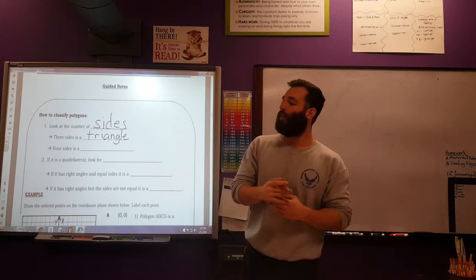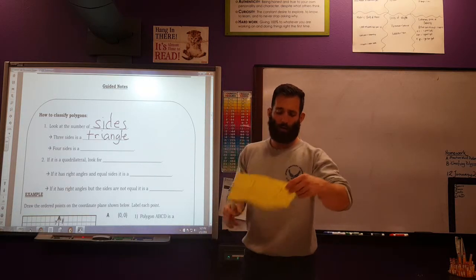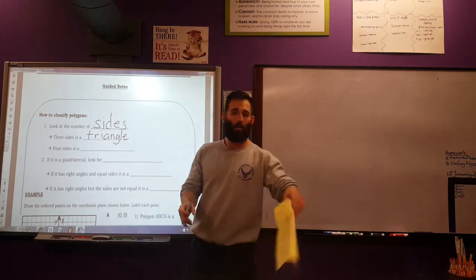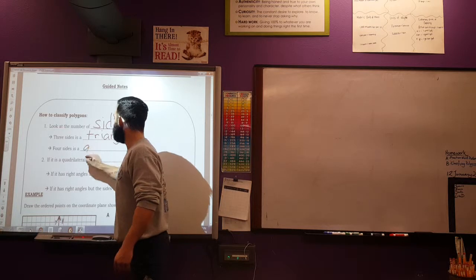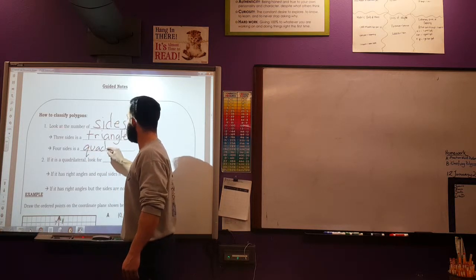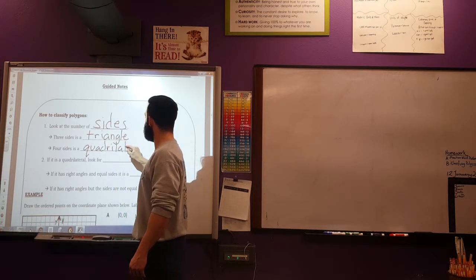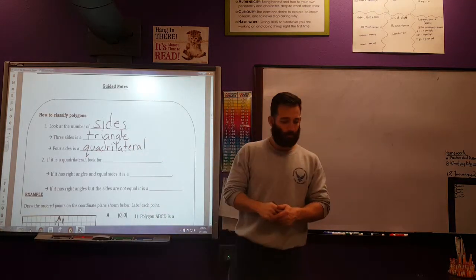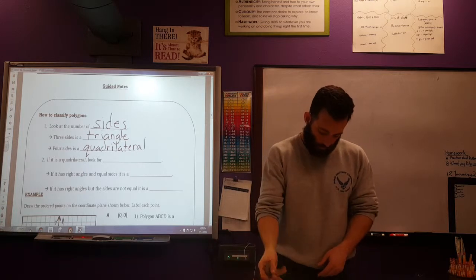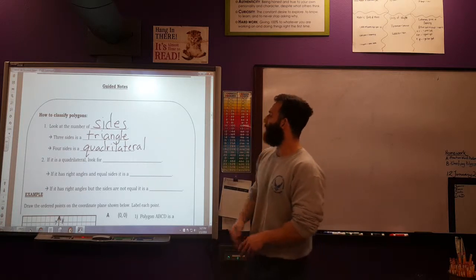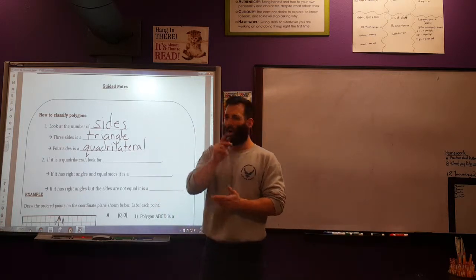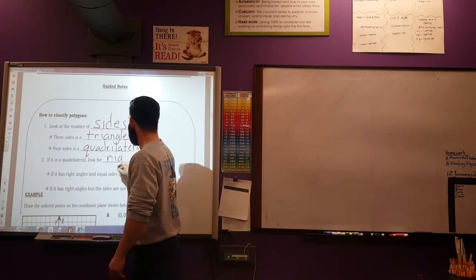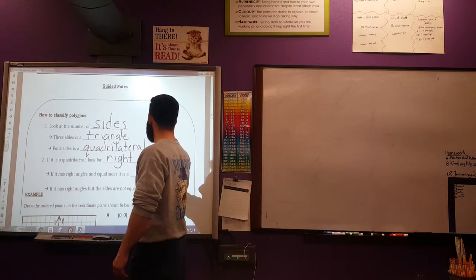Now I also know that if I look at my yellow sheet, the one that we filled out yesterday, I know that something with 4 sides is going to be a quadrilateral. Quadrilateral. And if it is a quadrilateral, one thing I'm going to look really close for is the number of right angles.